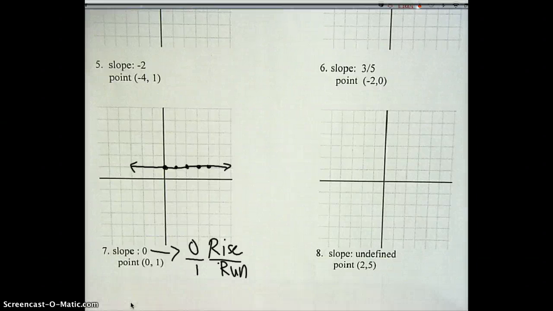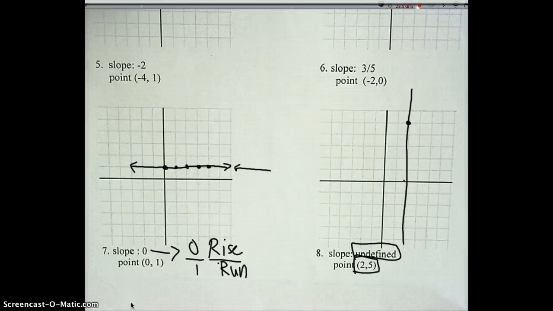Remember, this is one of the special ones. Think about what the undefined one looks like. What does that line look like? Because the process is the same. So we have undefined here, but the point is 2, 5. So we go over 2, up 5. So that's my first point, but now I need an undefined slope. A 0 slope is a horizontal line, an undefined slope is a vertical line.